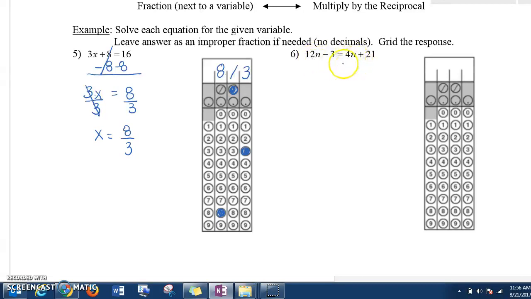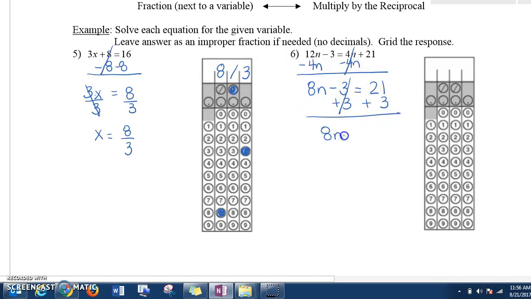So the first thing I'm going to do is subtract the 4n to the left side. 12 minus 4 results in 8n. The minus 3 drops down, equal sign comes down, and so does 21. The next thing I would do is add the 3 to the other side, since subtraction and addition are inverses. 8n drops down, 21 plus 3 is 24.